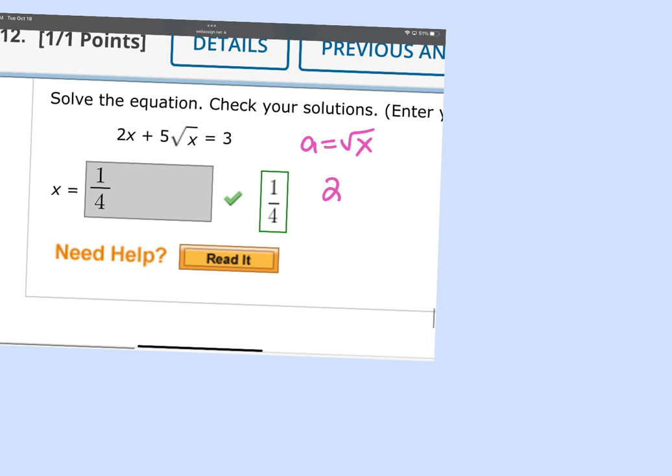And then I get 2a squared plus 5a equals 3. 2a squared plus 5a minus 3 equals 0. It's different. Okay, but the numbers are different, right? Number 13.